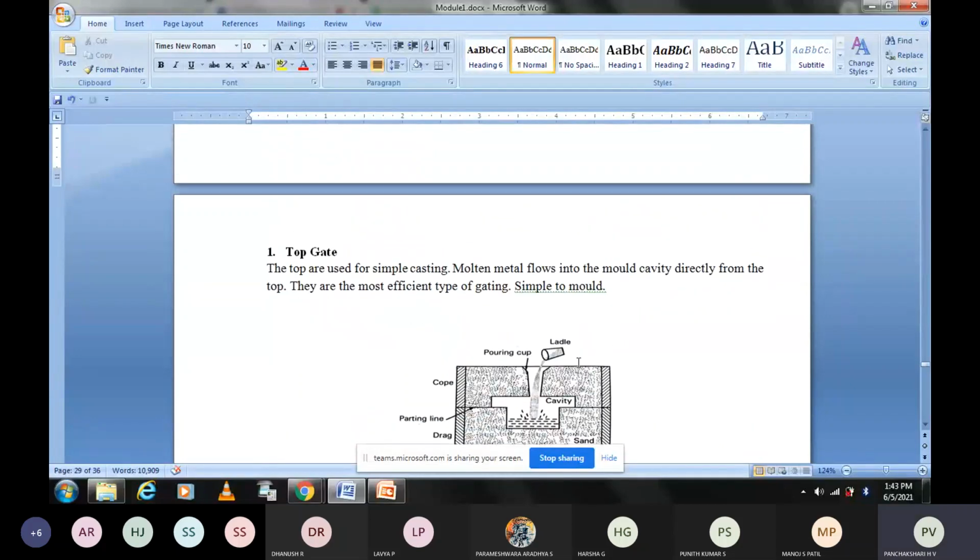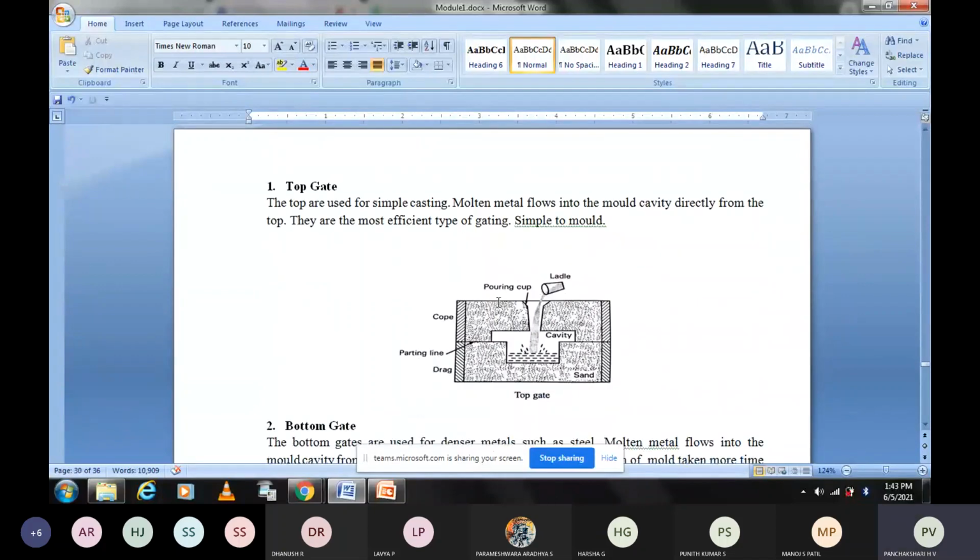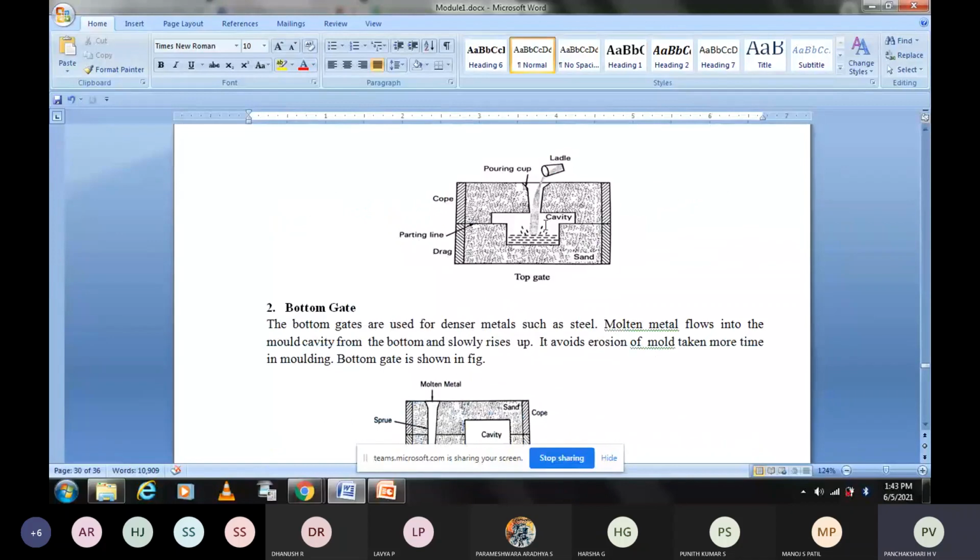So as the name itself says, where the gate can be placed. If it is at the top, then it is top gate. Here the liquid metal is directly poured into the mold cavity. There is no runner, there is no riser, there is nothing. So directly molten metal is poured, it is called top gate.